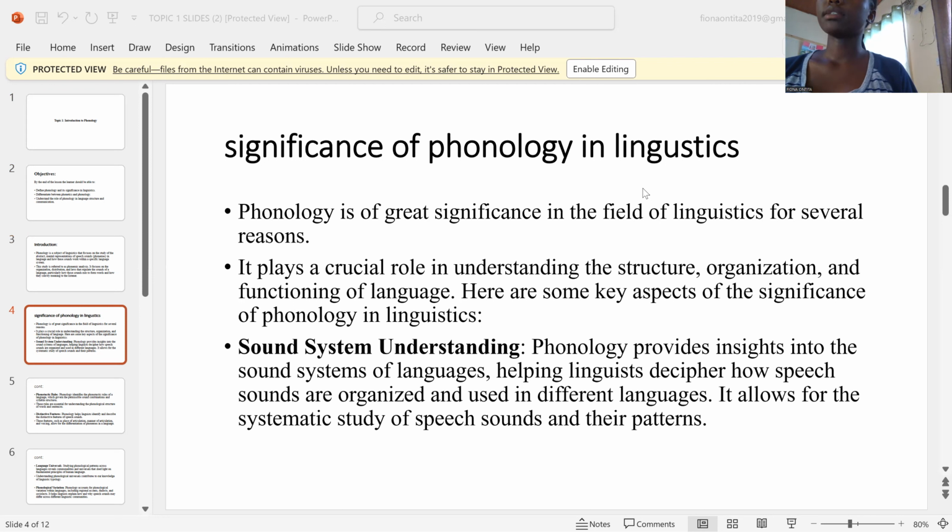The first one is sound system understanding. Phonology provides insights into the sound systems of languages, helping linguists decipher how speech sounds are organized and used in different languages. It allows for the systematic study of speech sounds and their patterns.